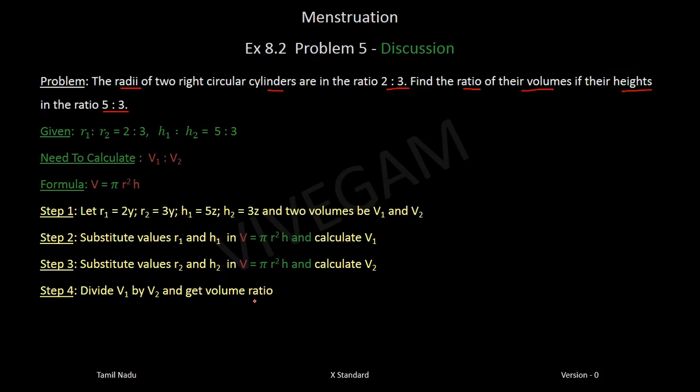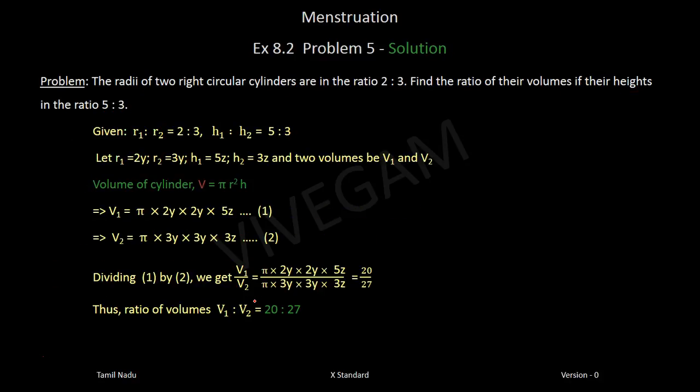It's quite simple. All you need to do is write the ratios in terms of y for radius and in terms of z for height, and substitute these values, get V1 and V2, divide V1 by V2 to get the volume ratio. Okay, now pause the video and try to do this problem on your own, and after doing, come back and look at the solution.